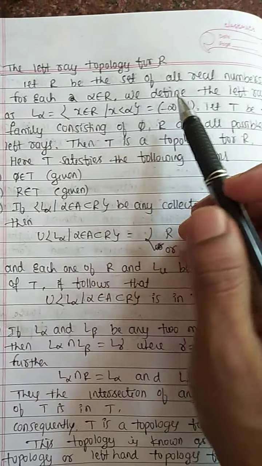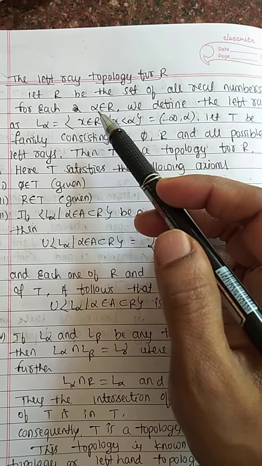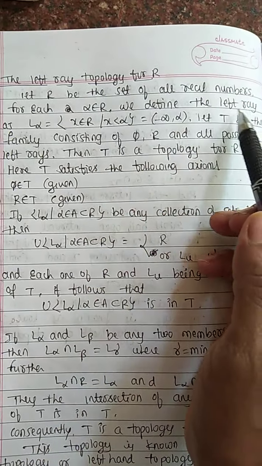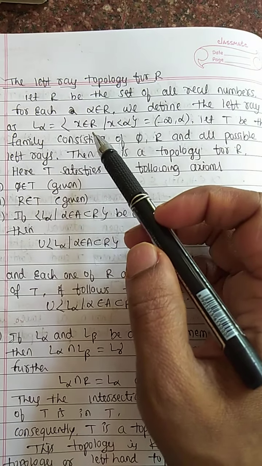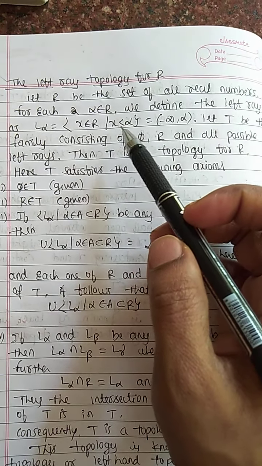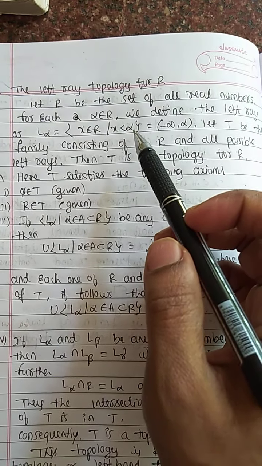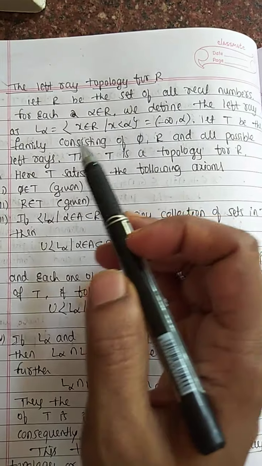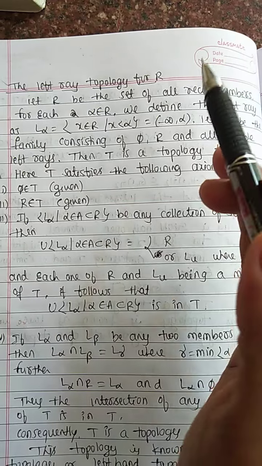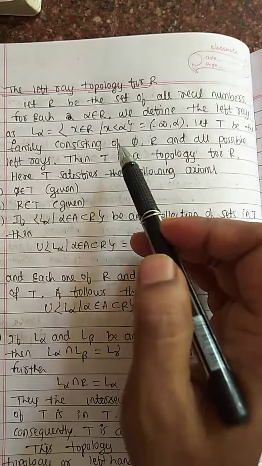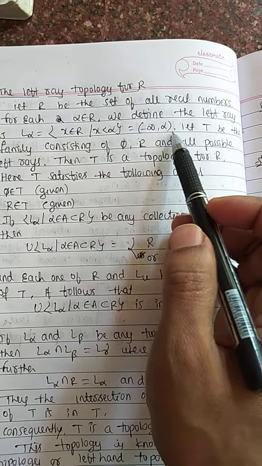Let R be the set of all real numbers. For each alpha belongs to R, alpha is any element of R. We define the left ray as L alpha equals the set of x belongs to R such that x is less than alpha. The left ray is nothing but the left side of alpha, that is x less than alpha. Alpha is any point on the real line, then we take the elements which are on the left side of alpha, which equals the open interval minus infinity comma alpha.